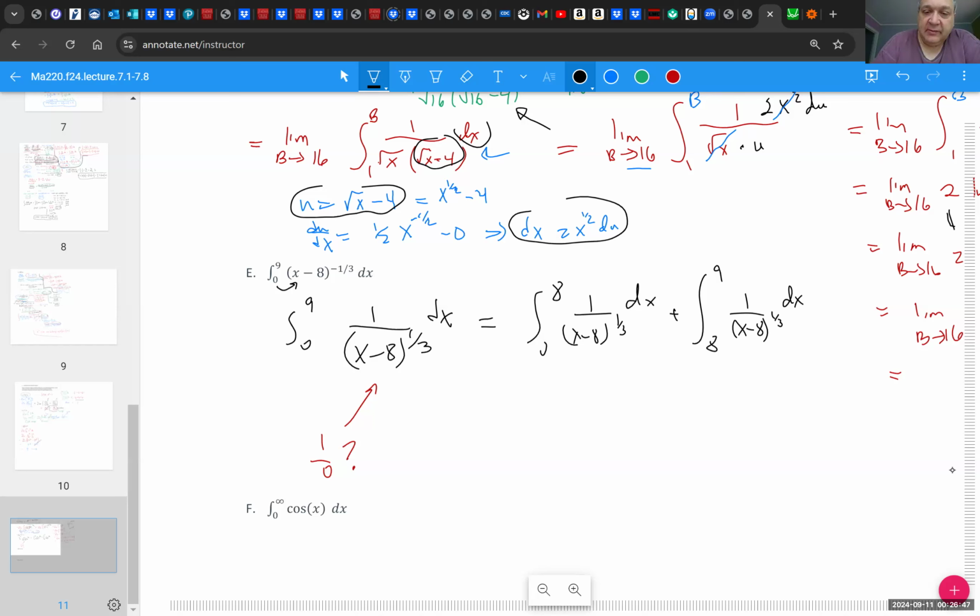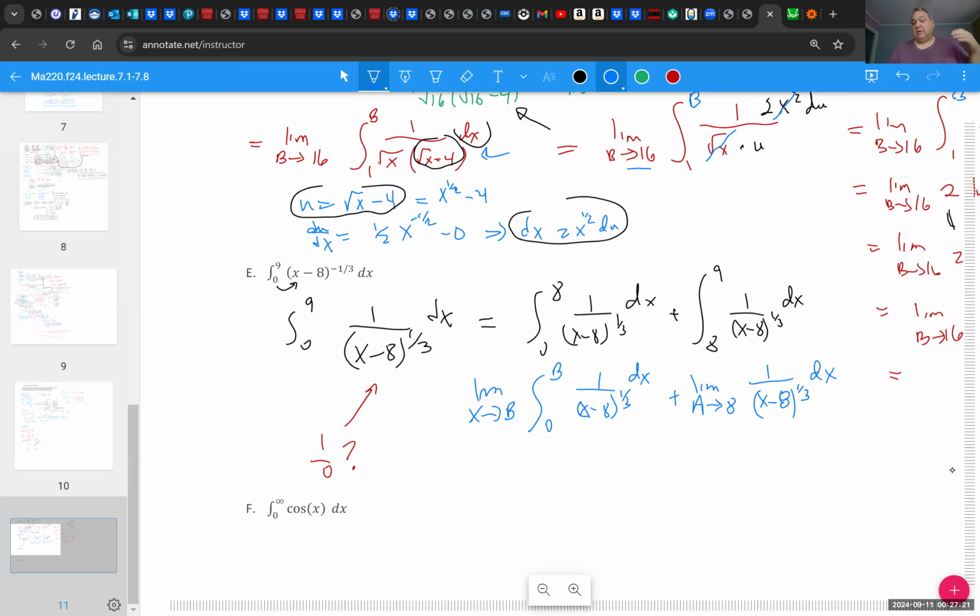Let me switch colors. So I get the limit. In this case, 8's the problem. So I'll do the limit as b approaches 8, from 0 to b of 1 over x minus 8 to the 1/3. And then for this one, the 8's a problem down here. So I'll say the limit as a approaches 8, and this one here is going to be 1 over x minus 8 to the 1/3.